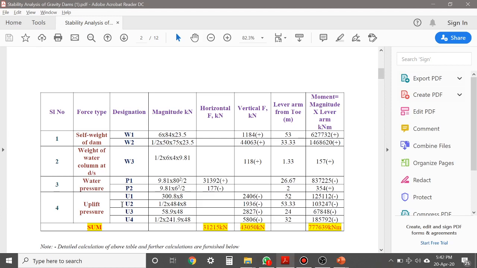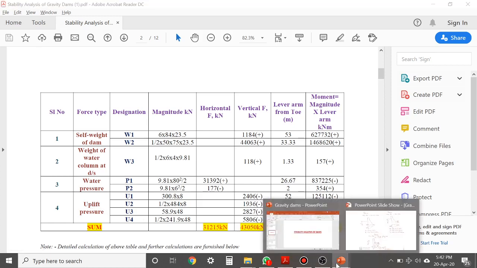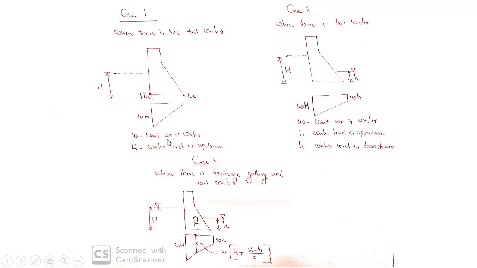Now let's move to the last force, that is uplift pressure. Before going to uplift pressure, we have to identify which case of uplift pressure is here considered. This is a case of case 3, that is when there is drainage gallery and tailwater. When there is drainage gallery and tailwater, the uplift pressure distribution will be like this.